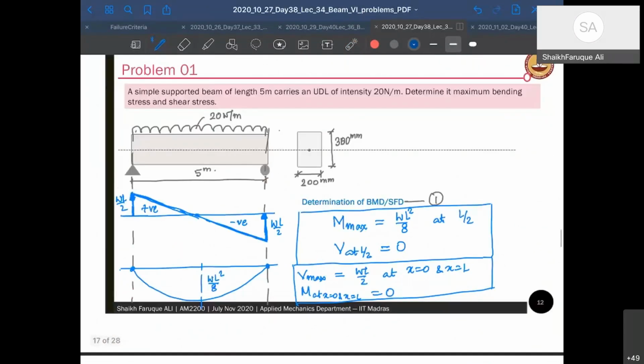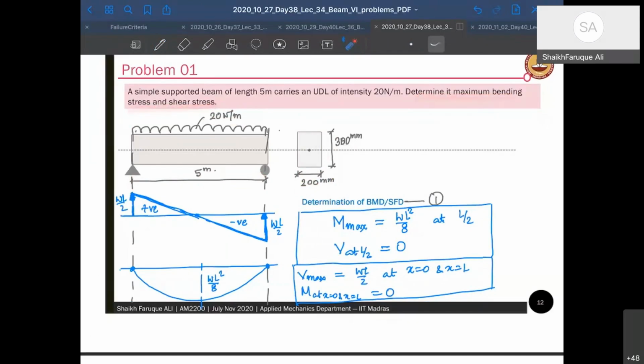Okay. Now, first problem. This is a simply supported beam with a UDL acting on it. The UDL is 20 Newton per meter, and the length of the beam is 5 meters. Its cross section is rectangular, 200 mm at the base and 300 mm at the depth. So width is 200 and depth is 300 mm. We have to determine the maximum bending and shear stresses.